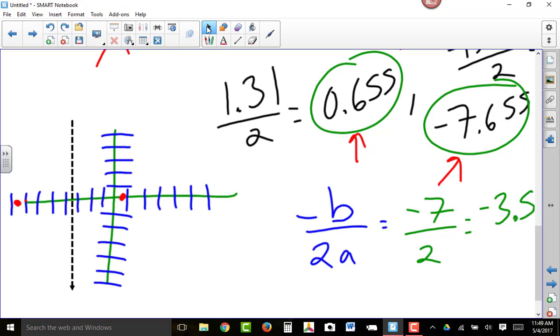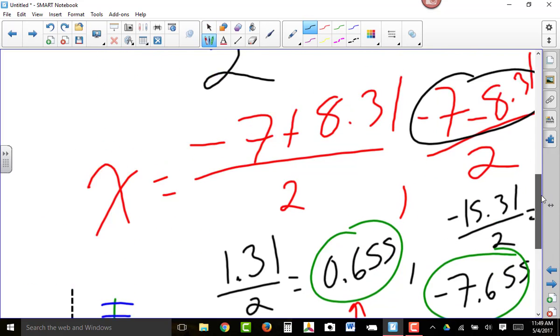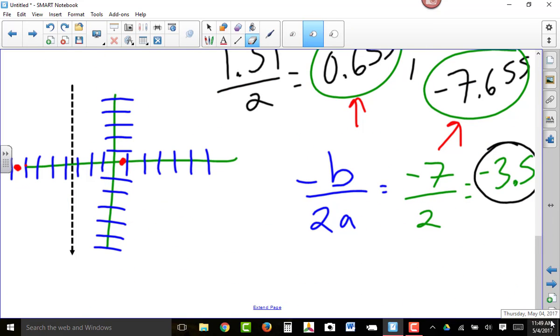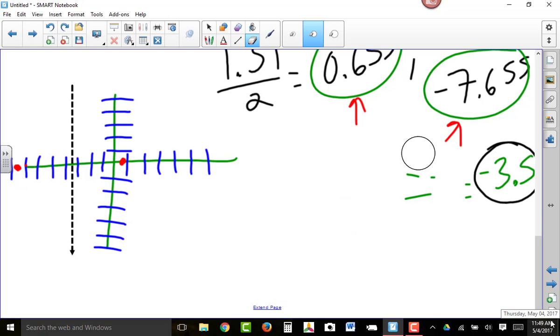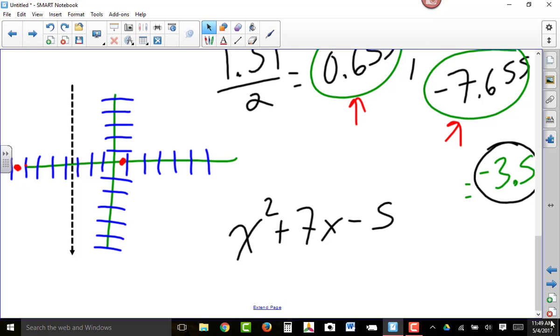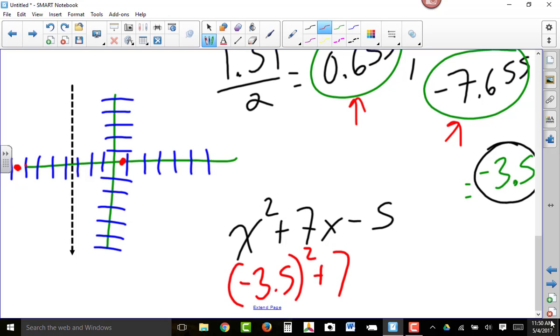All right. Now, what is the next step after I get my axis of symmetry? Plug it into the original equation. Right. I have to plug this number in for x in the original equation, so negative 3.5. Oh, I don't have my original equation. Can you guys tell me? It's x squared plus 7x minus 5. Okay, so I'm plugging in negative 3.5 squared plus 7 times negative 3.5 minus 5.